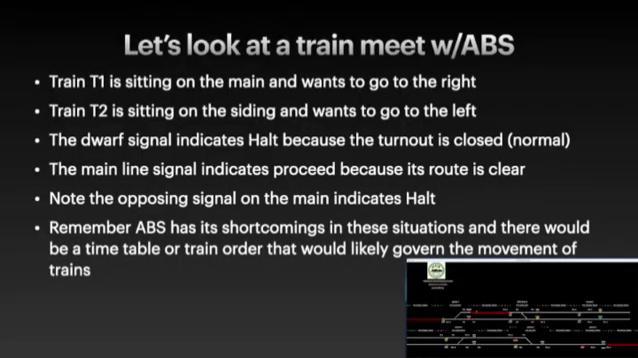Now let's look at a train meet with ABS signaling. Train T1 is sitting on the main and wants to go to the right. Train T2 is sitting on the siding and wants to go to the left. The dwarf signal indicates halt because the turnout is closed or normal. The main line signal indicates proceed because its route is clear. Note the opposing signal on the main indicates halt. Remember, ABS has its shortcomings in these situations, and there would likely be a timetable or train order that would govern the movement of trains.